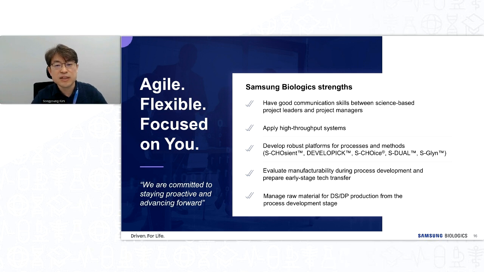Last but not least, raw material management is key. We take proactive measures in managing raw material throughout the development and production cycle. This proactive approach helps us eliminate supply risk and maintain a steady workflow.